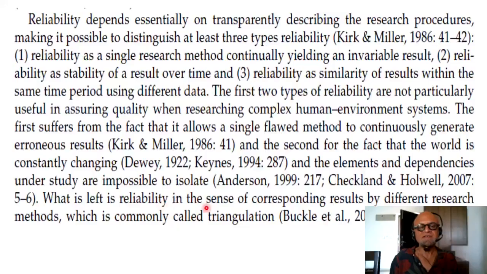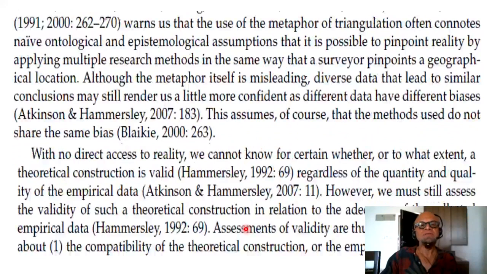What is left is reliability in the sense of corresponding results by different research methods, which is commonly called triangulation. This warns us that use of the metaphor of triangulation often connotes naive ontological and epistemological assumptions that it is possible to pinpoint reality by applying multiple research methods in the same way that a surveyor pinpoints a geographical location. Okay? Many social science philosophy kind of words, with ontological and epistemological.